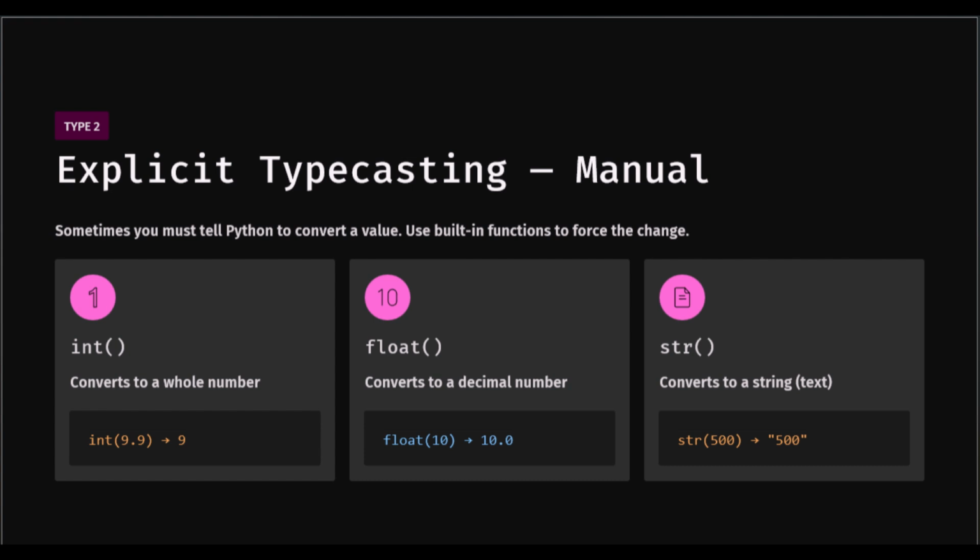Finally, we have the str function, which converts any value into a string or text. If you have the number 500 and you want to use it inside a sentence or display it as text, you wrap it in this function to turn it into 500 in quotes.